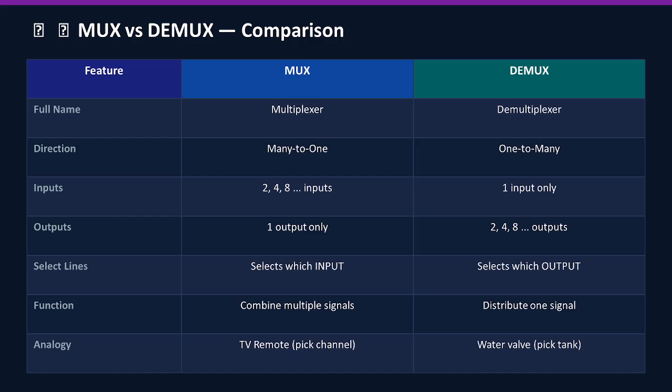So the select line decides that this input needs to go to that particular output. Since only one input is coming, it tries to distribute it. After distributing based on the select lines, that one particular signal will go into the particular output which the select line has selected.